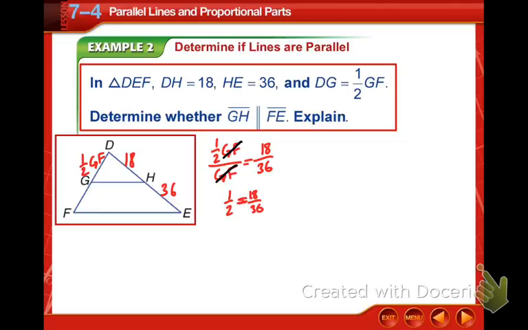And now we just need to decide if this is a true statement or not, because we just have numbers left, no more variables. And so it really is 18 is half of 36. And yes, this is a true statement. So because that is true, that means that we can say that GH is indeed parallel to FE.